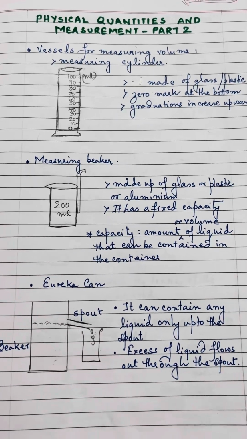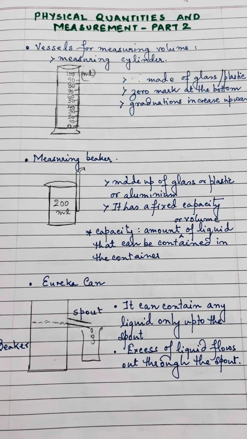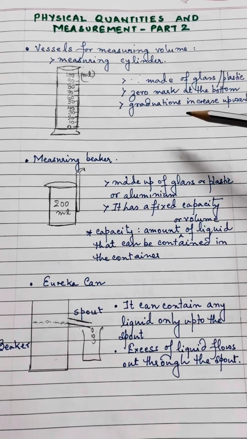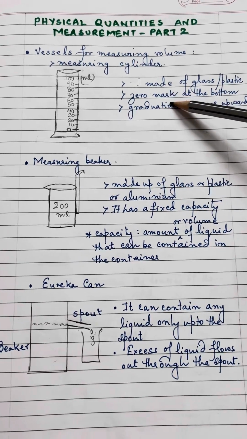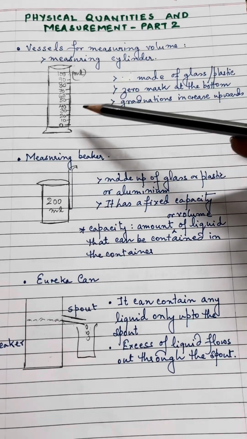Today we are going to go to the second part of physical quantities and measurement. So today we shall be discussing the different vessels for measuring volume of liquid. First one is the measuring cylinder.